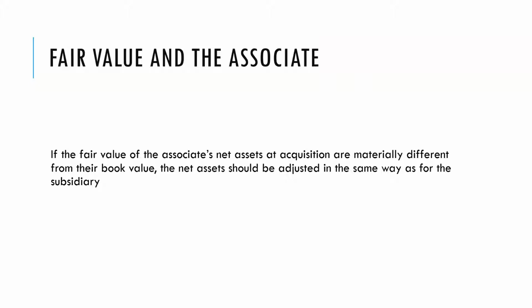You can see that there would be irregularity if we were looking at just the net assets of the associate, and looking at the fair value of the subsidiary when we come to consolidate and include our share of the associate in our group accounts. So typically, if the fair value of the associate's net assets is materially different from their book value, these should be adjusted in exactly the same way that we deal with the subsidiary.